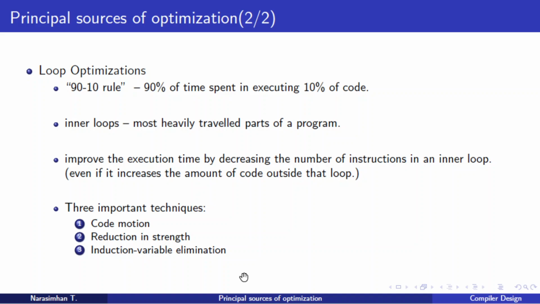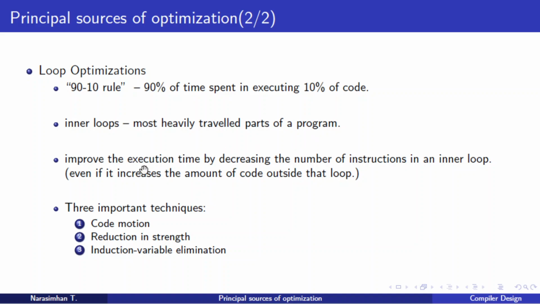There is a well accepted phenomenon known as the 90-10 rule. It states that 90% of the time is spent in executing 10% of the code. You know that the loops form only a small portion of the code, but even then the programs spend their bulk of time executing the loops. Especially the inner loops are the most heavily traveled parts of a program. So this means you can achieve a great deal of optimization if you concentrate on the inner loops.